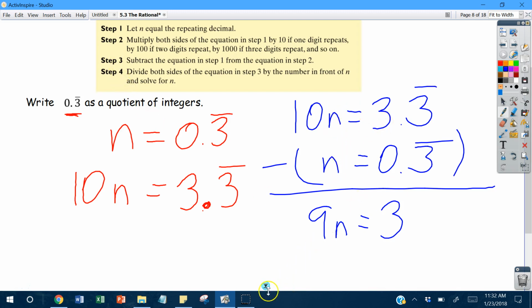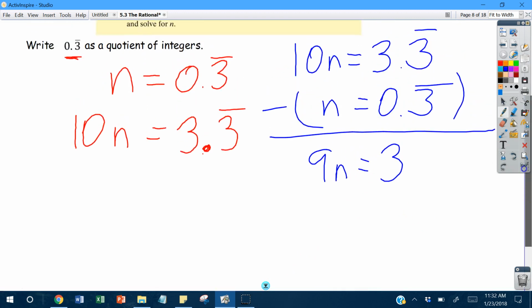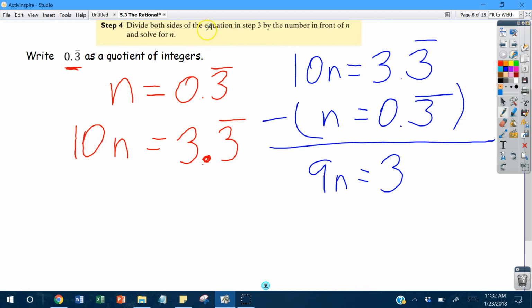So I do some subtraction of equations here, and I end up with 9n equals 3, and then step 4 says divide both sides of the equation in step 3, which is this blue one down here, by the number in front of n, in this case 9, and solve for n. So I'm going to do some division, divide this by 9, just like I would any other equation. It cancels out on the left, and I have n equals 3 over 9, which reduces to 1 over 3. And that is my answer.